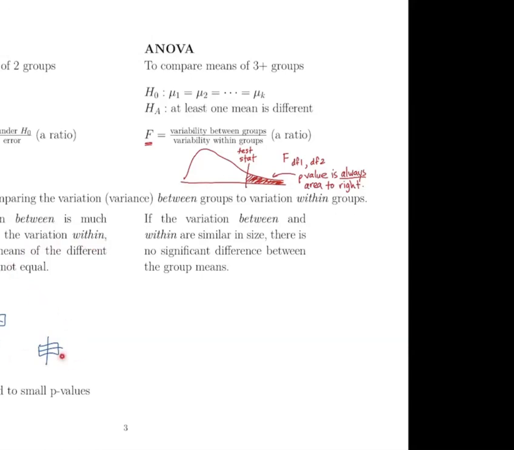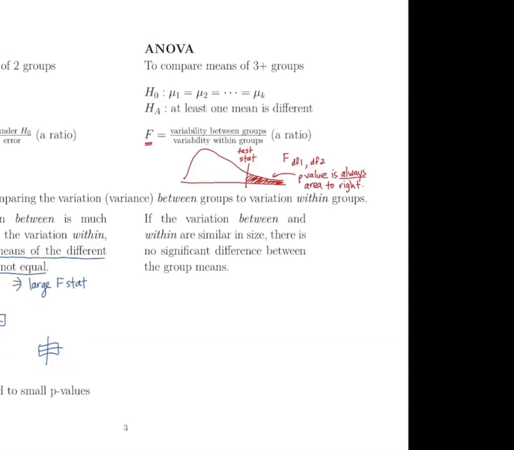This here is going to result in a much larger F statistic. So maybe I'll even write that in. This is where the means of the different groups are not equal, and this is going to end up with a large value for our F stat.